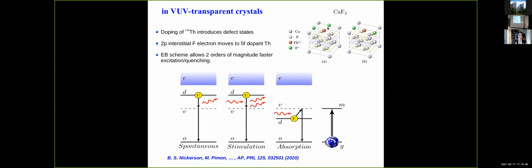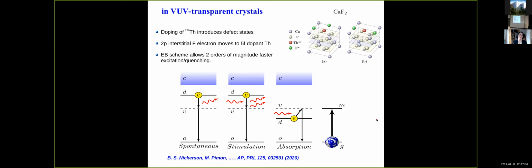And then a defect state appears in the band gap, which is kind of the equivalent of an electron of these fluorine interstitials moving to thorium. So it's a defect which is basically also localized on thorium. And we have realized that we can use this defect in an electronic bridge scheme. For instance, if you see it over here, this is the conduction band of the crystal, this is the valence band, and we have the defect state. And if we manage to excite first the defect state, theory puts it very close to the nuclear transition energy. And then this could easily go down and excite the nucleus.